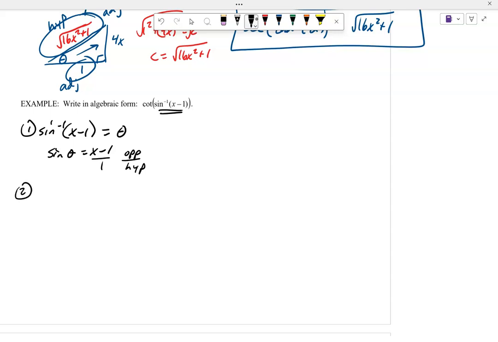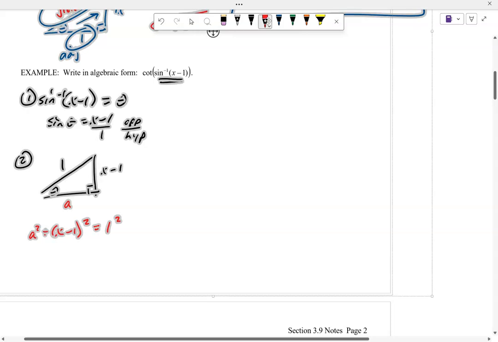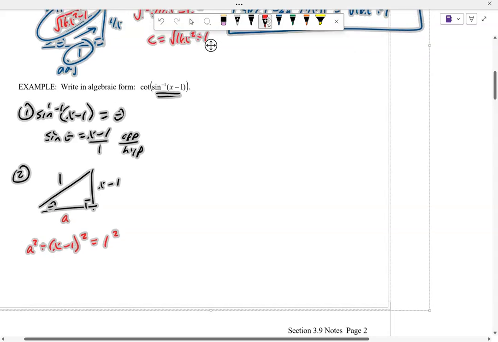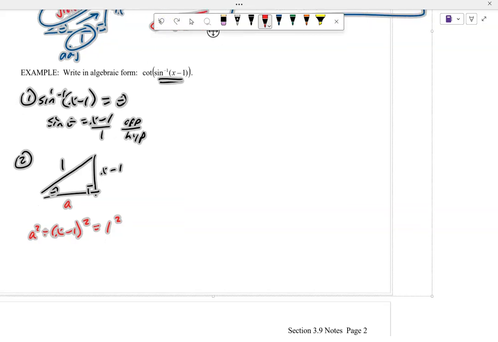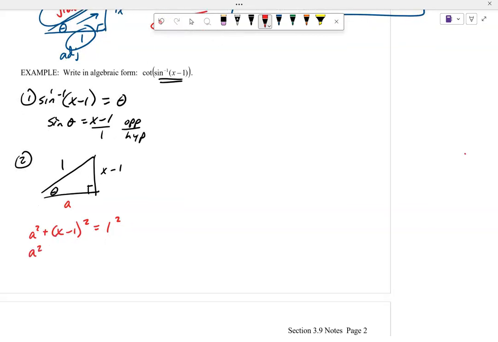So again, we're going to draw our triangle here with theta. Our opposite side we're going to call x minus 1. Our hypotenuse this time would be 1. So let's solve for the a side here. So a squared plus (x minus 1) squared equals c squared, our hypotenuse squared. So we've got a squared equals 1 minus, I'm going to take that (x minus 1) squared to the other side.